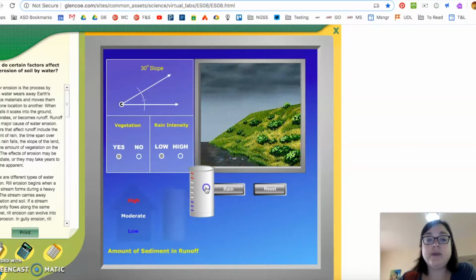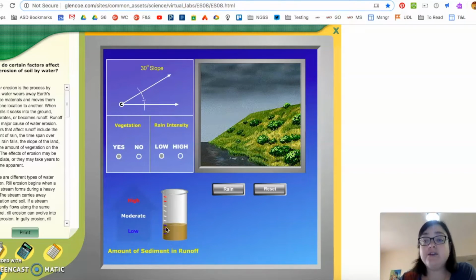And now I'm going to take my beaker and I'm going to collect the runoff water. And if you look, there are three different levels of runoff water. There's low, which is blue, moderate, which is white, and high, which is red. So if I look, this is blue at three marks. So it's low three. So that is what you would write down in your data table.